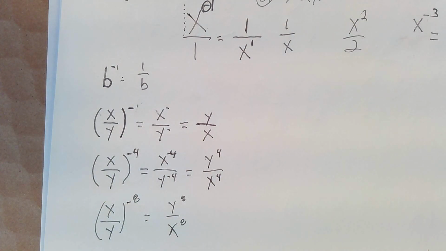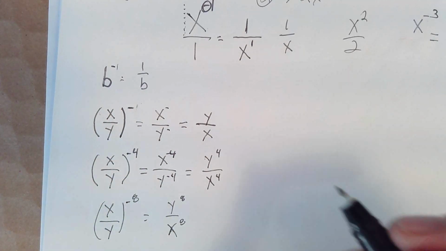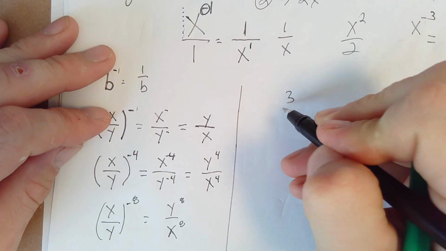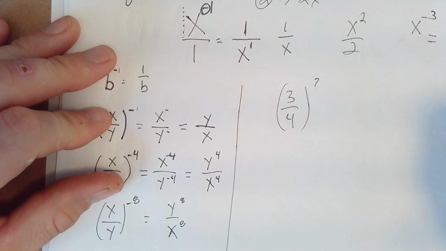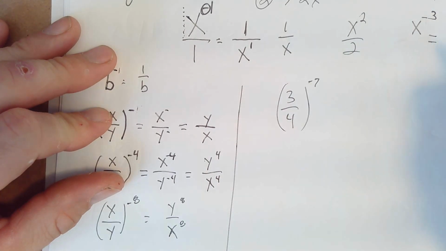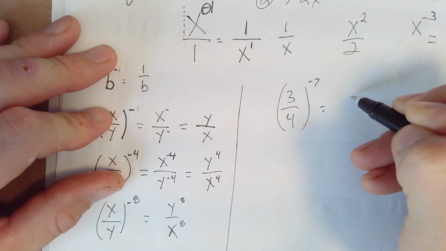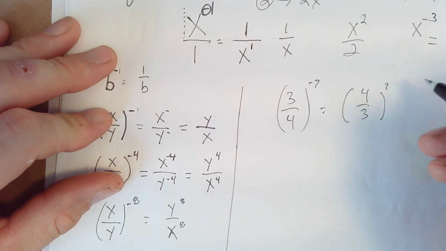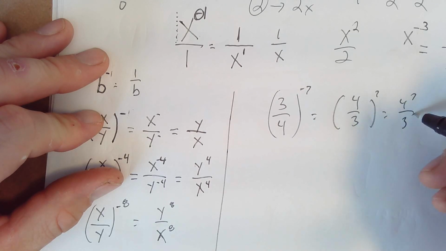Alright. And remember, if there's like a, yeah, we'll talk about that stuff. So let's show you what this would look like if it was a number. Okay, so if this was like 3 and this was 4, and this was all to the negative 7th, this would become, well, let's go ahead and flip it first. This would become 4 over 3 to the 7th, right? Which then becomes 4 to the 7th over 3 to the 7th.